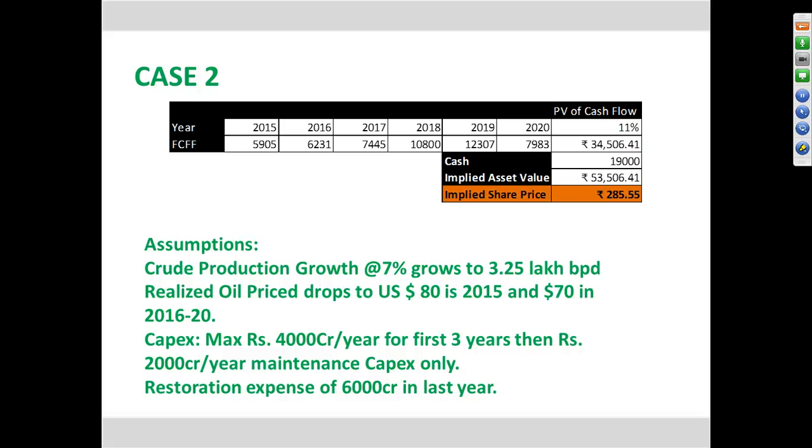The next big point you need to understand is, because he is doing a higher growth, the restoration expense is also significantly higher. I bumped it up by about another 2,000 crores, and that results in my cash flow, the pure cash flows present value, coming to 34,000. Because I've been more optimistic, I have increased the discounting factor to 11%, which is a bit more. I just want to be more conservative. Again, it has a cash of 19,000, so it gives me a share price of close to 285.